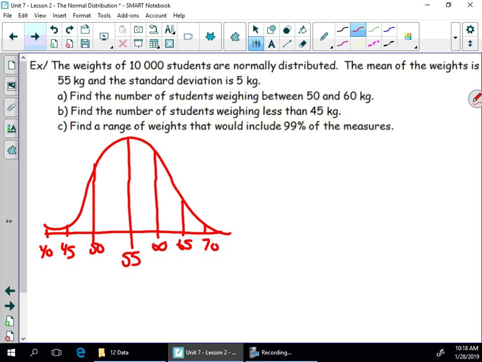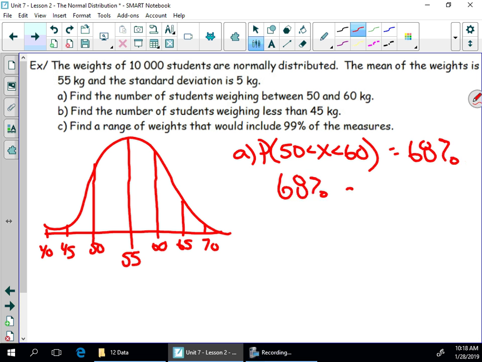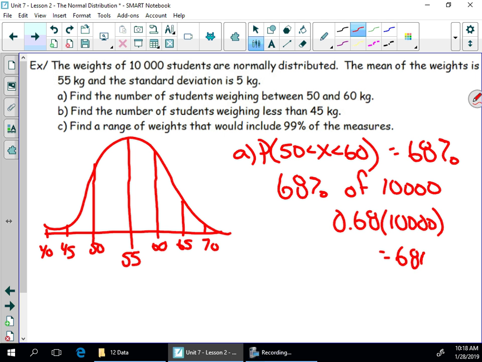Find the number of students weighing between 50 and 60. Before I find the number, I have to figure out the proportion of people who weigh between 50 and 60. The nice news is that it's 68% of my data, because it's one standard deviation, and 68% of 10,000 people, I can multiply that. I'll get 6,800 people.